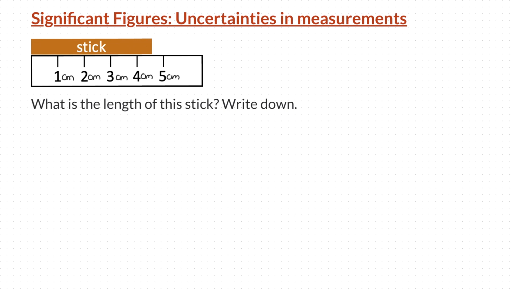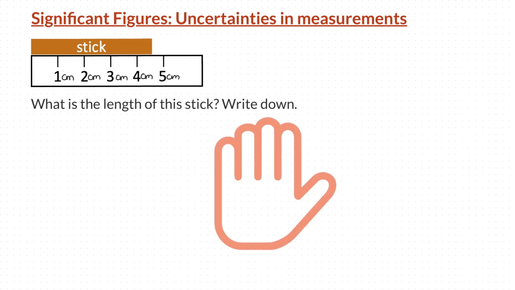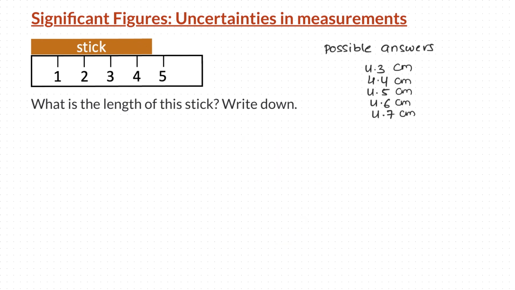Pause the video here and write down on a piece of paper the length of the stick shown in the figure. The possible answers you may have written are 4.3, 4.4 and so on until 4.7, depending on who is making the measurement. Note that the first number in all the measurements is the same and is independent of who is making the measurement. This number is called the certain digit.